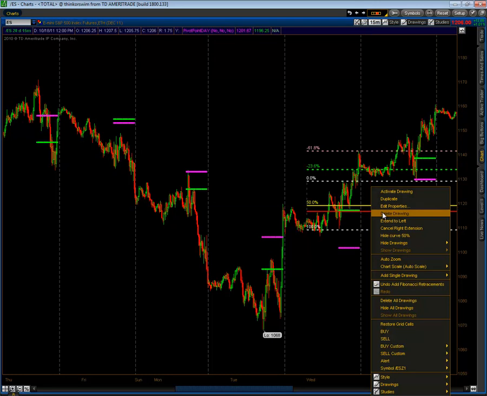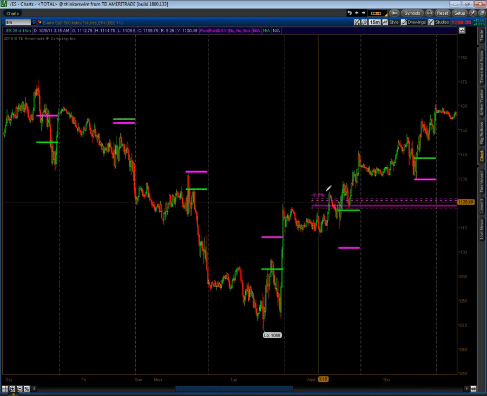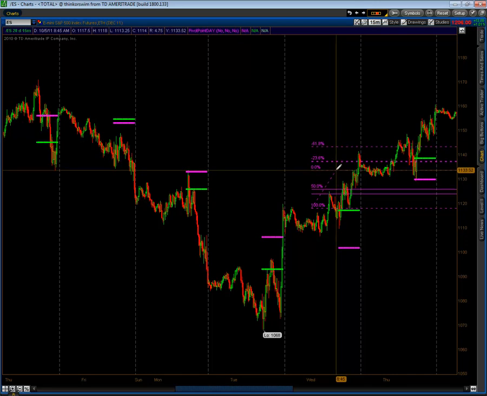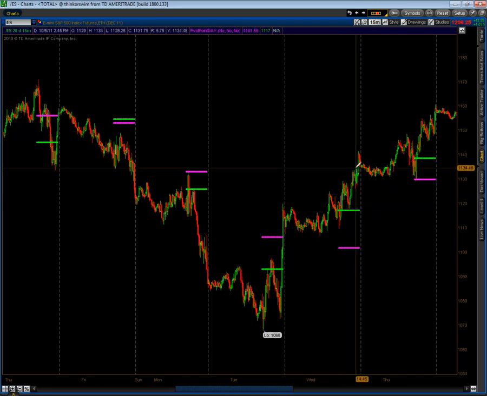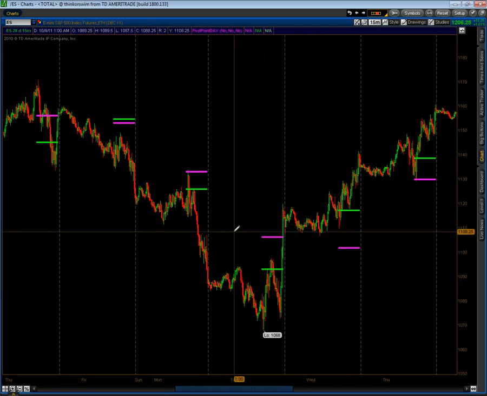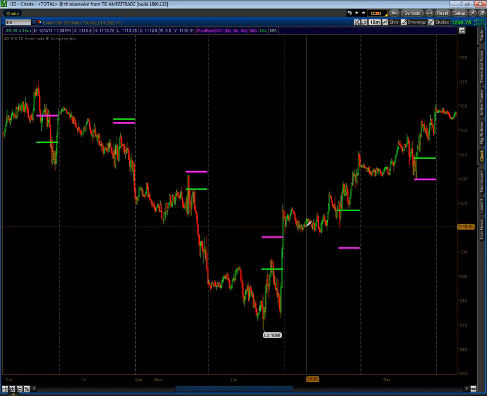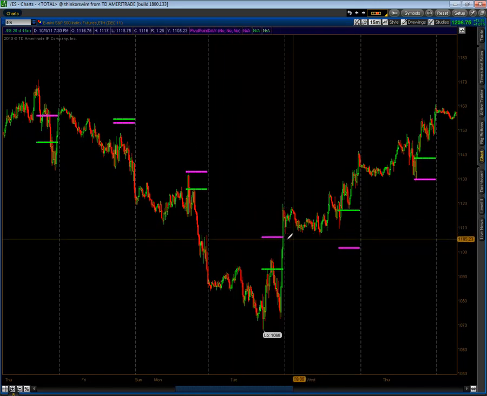So the more typical moves that you'll see are these measured moves, where we draw from low to high when we're in an uptrend. The second type of pull is called an extension, or it's an extended move or an extension.